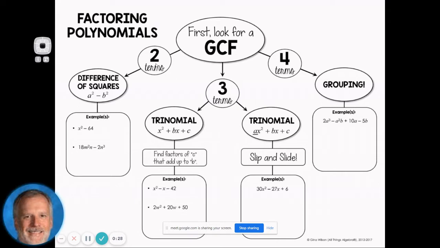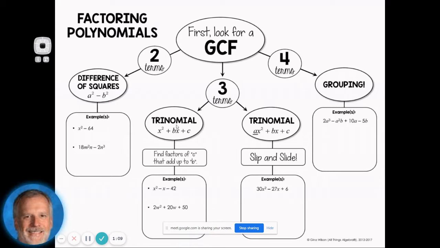For example, the first thing I've got to do is look for the GCF. But after I take out the greatest common factor, I want to note: does it have two terms? Three terms? Or four terms? If it has two terms, then it's a good possibility that it's a difference of squares. But I've got to be careful, because unless there's a subtraction sign, it's not a difference. If it does not have the subtraction sign, it's not a difference of squares. It may be prime. It may be that I can't factor it. And that's with two terms.